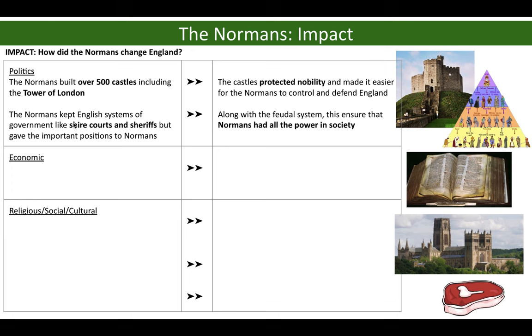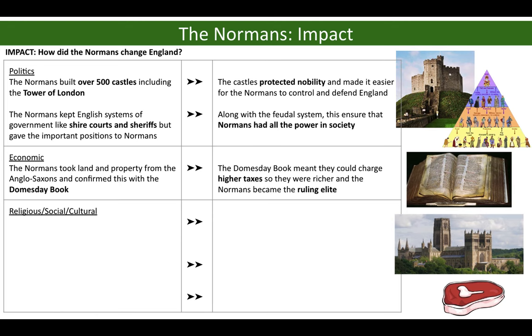The Normans keep the English system of government the same, so they keep the shire courts and they keep the sheriffs to control crime and keep law and order, but they give these important positions to Normans rather than Anglo-Saxons to make sure that Normans have all the power in society. Economically, we've already mentioned how they take land in the feudal system and how they take wealth through taxes using the Domesday Book. So this again helps them to become rich and helps their status as the most powerful in the country.